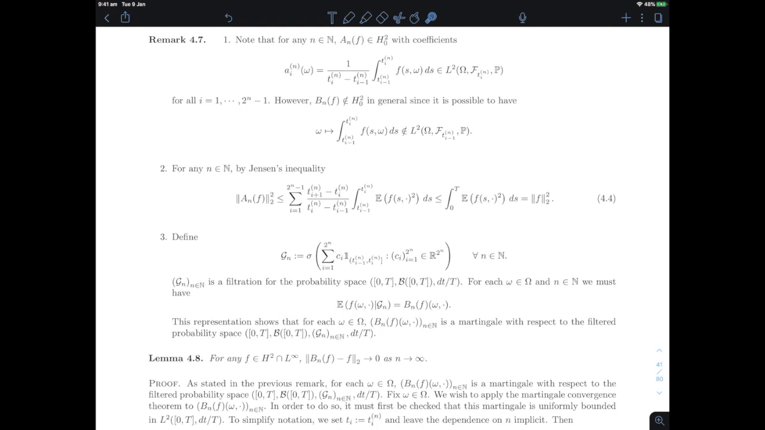So these approximations of f are approximations by sequences of functions that are going to be uniformly bounded in L2, thanks to that. Why is uniformly bounded in L2 so important?